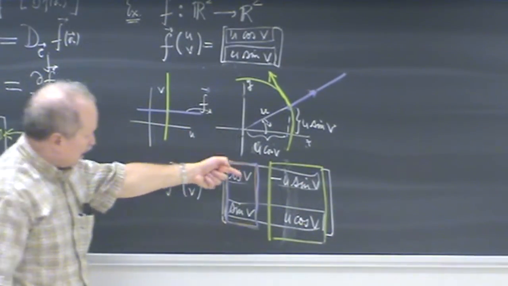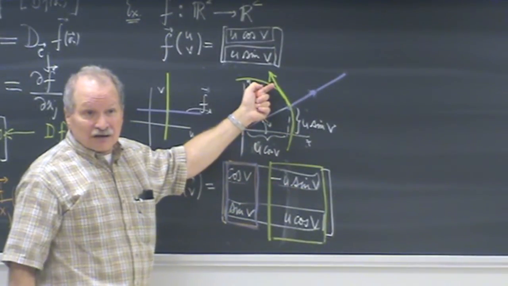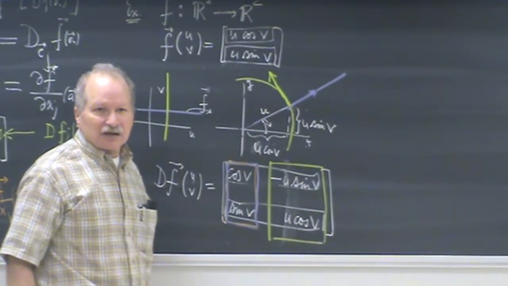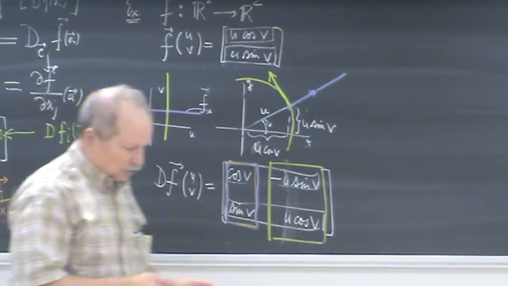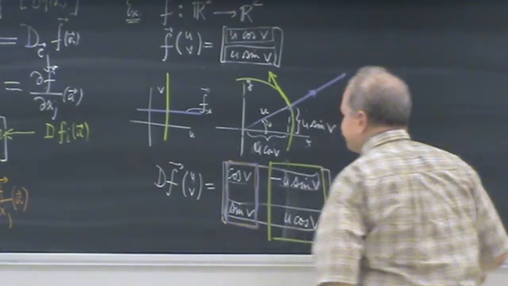So you can see the column vectors geometrically in the picture. The row vectors you don't see so much geometrically. Okay? So we'll be doing lots with that as we proceed the next few days.